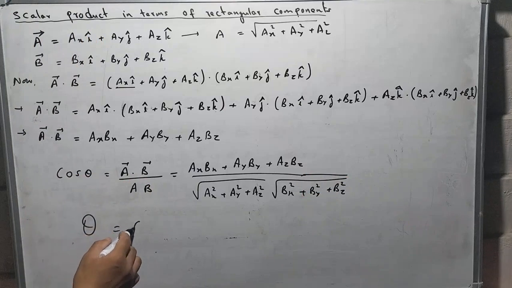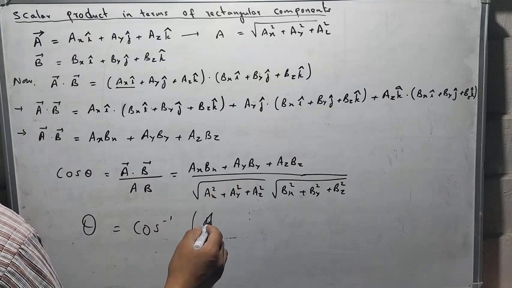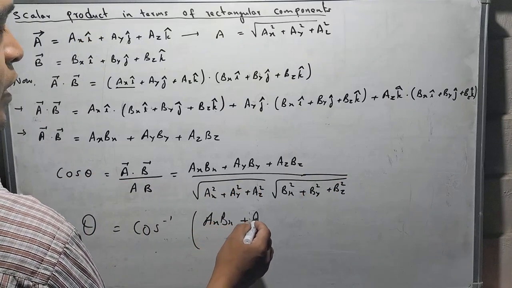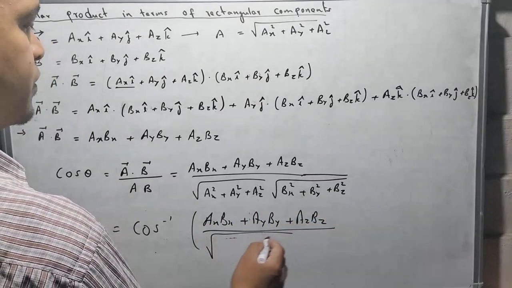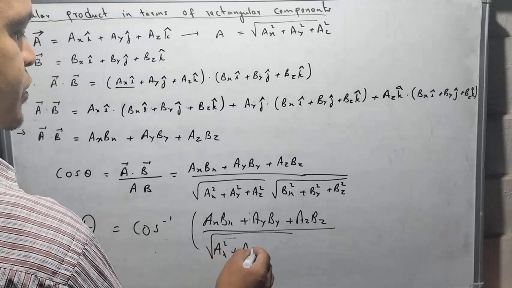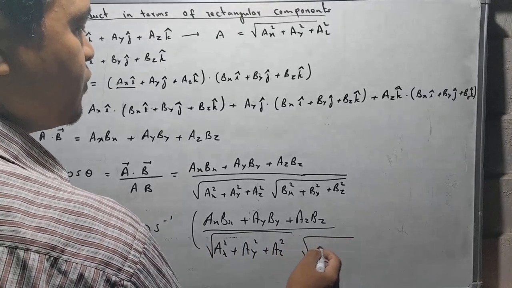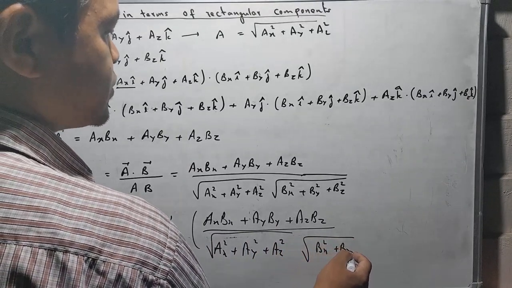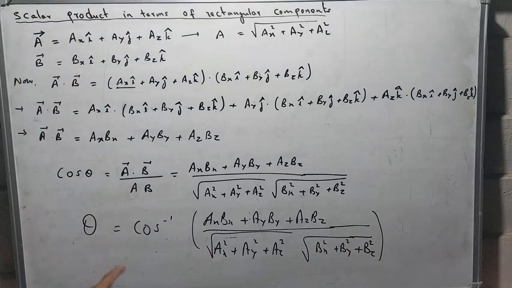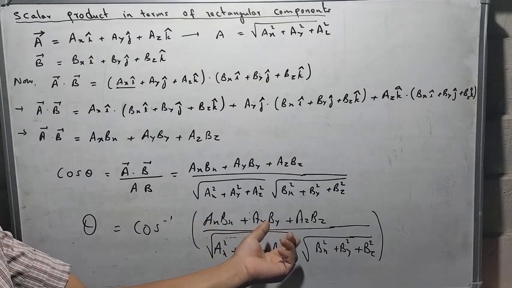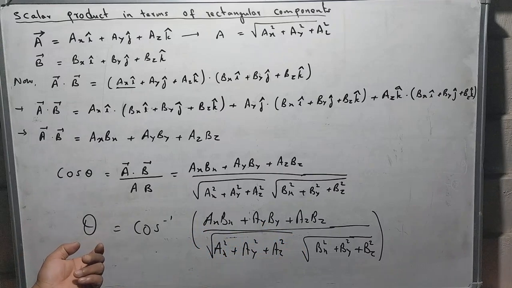So theta will be cos inverse of this thing: Ax Bx plus Ay By plus Az Bz upon root over Ax square plus Ay square plus Az square times root over Bx square plus By square plus Bz square. Okay, so this is how to find the angle theta between two vectors A and B using the concept of rectangular components. Once you know the magnitudes of Ax, Bx, Ay, By and Az, Bz, then you can easily find the angle theta between the two vectors A and B.